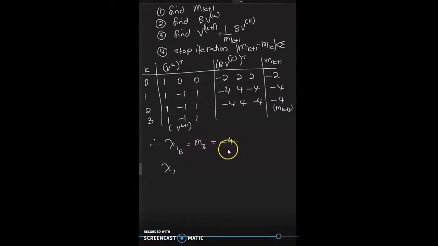But we want to focus on the minimum eigenvalue for matrix A. The minimum eigenvalue for matrix A is lambda 3. Lambda 3 is equal to lambda 1 of B plus lambda 1 of A. Lambda 1 of B is negative 4, lambda 1 of A is positive 6. So the answer is 2. Lambda 1 of A, for matrix A, is 6, which you got from the power method.